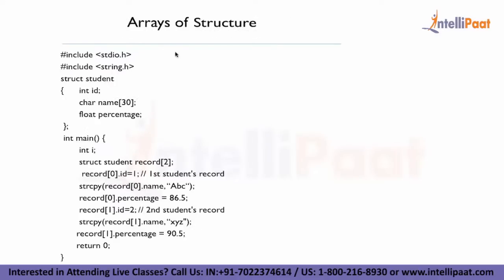So, array of structure. This is a very basic code of how we can use the array of structure. So let's go through the code. First, I am including our preprocessors, so here I am including stdio.h and string.h. This is how I am defining my structure. So the structure is having an integer, a character array, and a float. In the integer ID, I can store anything. I can store a roll number or student number or whatever I want.